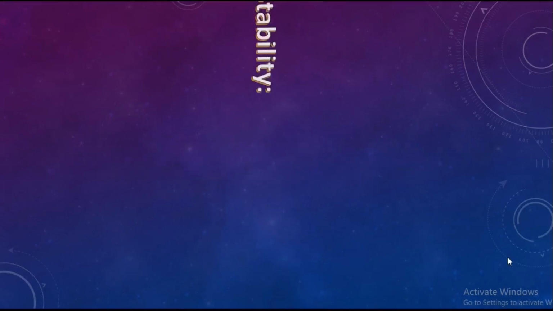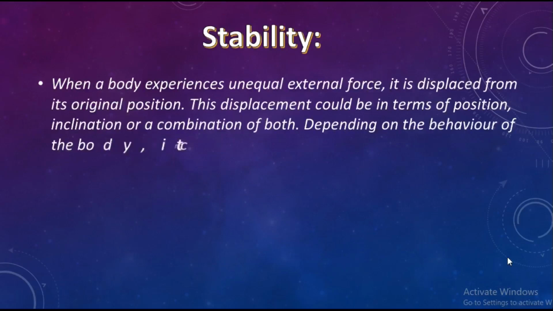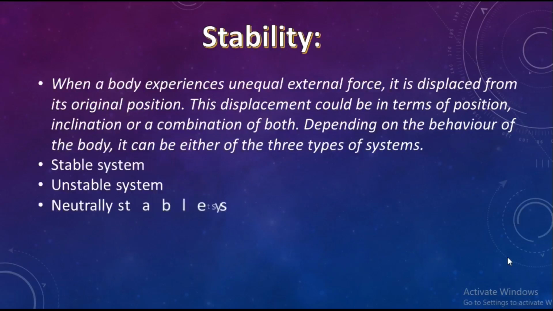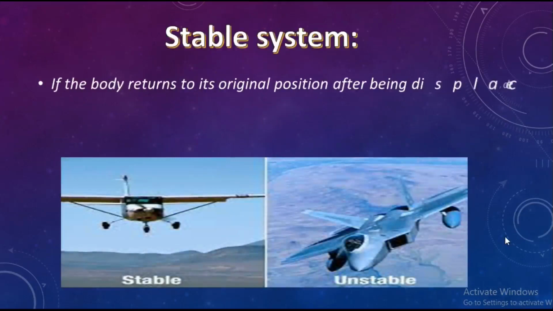So again, we will study about stability. So what is stability? When a body experiences unequal external force, it is displaced from its original position. This displacement could be in terms of position, inclination, or a combination of both. Depending on the behavior of the body, it can be either of the three types of systems: stable system, unstable system, and neutrally stable system. So let's start with the stable system.